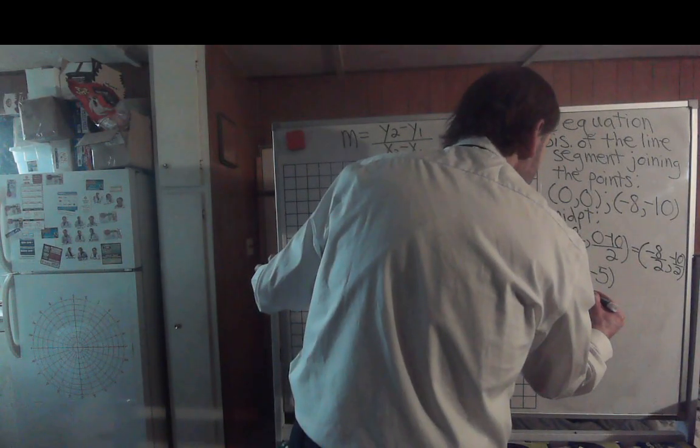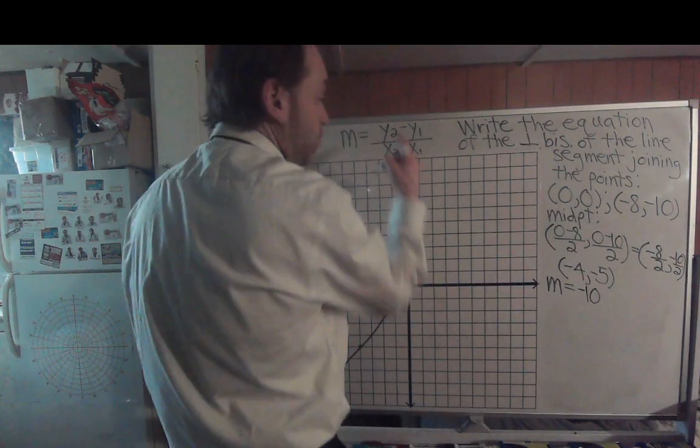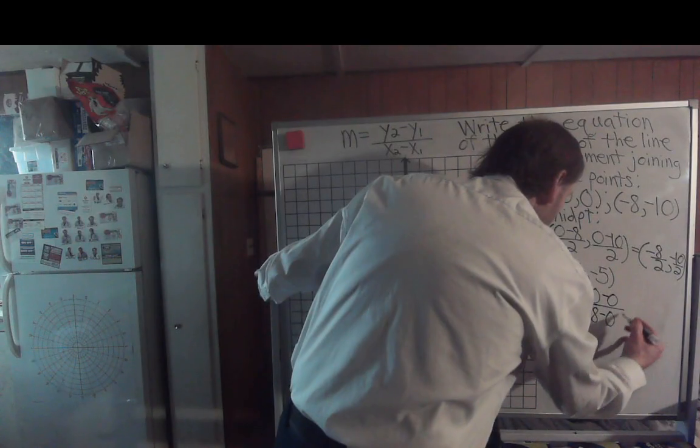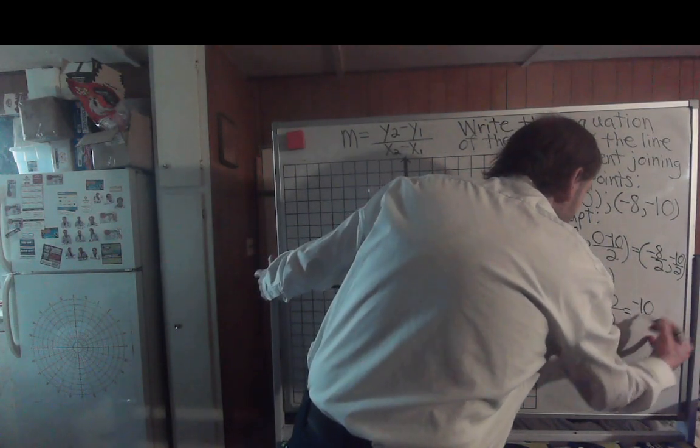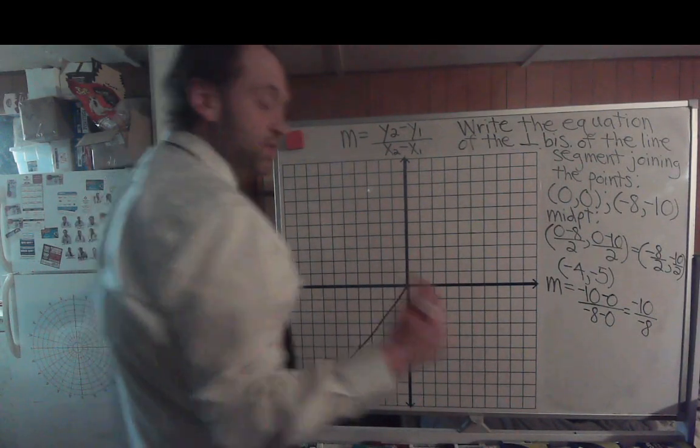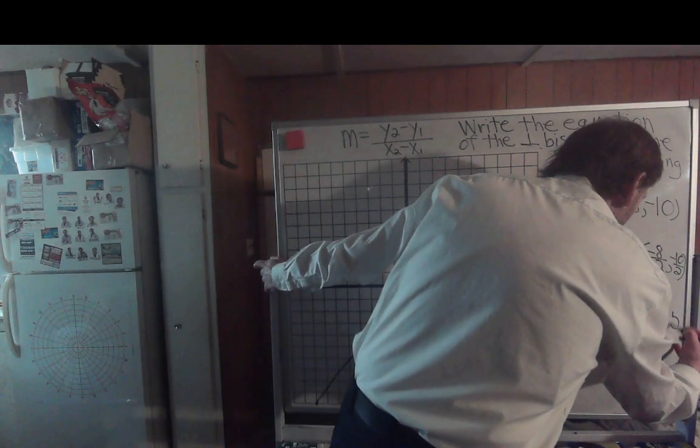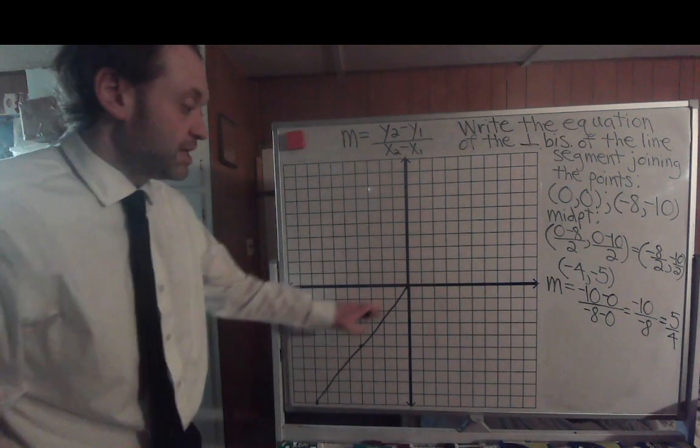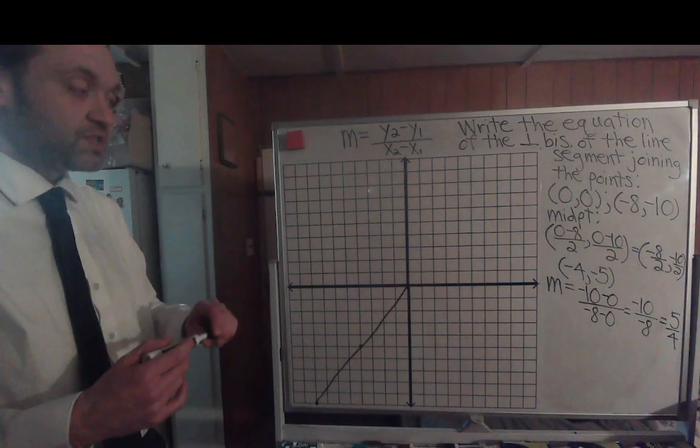So the slope of the original line is your y2 of negative 10 minus your y1 of 0 all over your x2, which is negative 8, minus your x1 of 0, which would give you negative 10 over negative 8, meaning the negatives cancel out. This could simplify into 5/4. So the slope of this line segment is going to be 5/4.